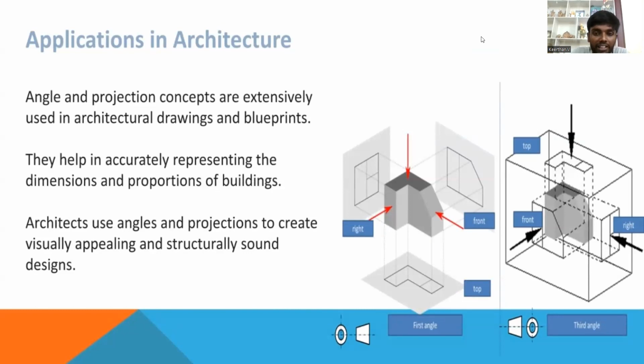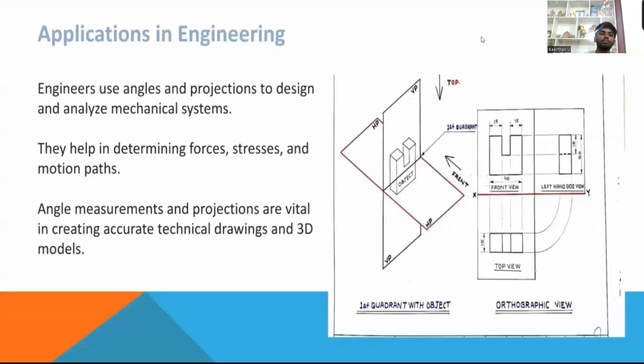Now, applications in architecture. There are a number of applications. A few of them: angles and projection concepts are extensively used in architectural drawings and blueprints. They help in accurately representing the dimensions and proportions of buildings. Architects use angles and projections to create visually appealing and structurally sound designs.